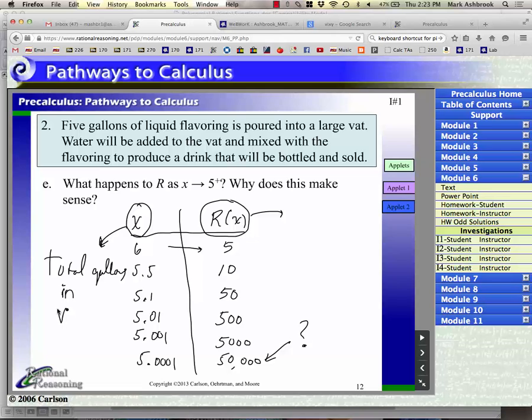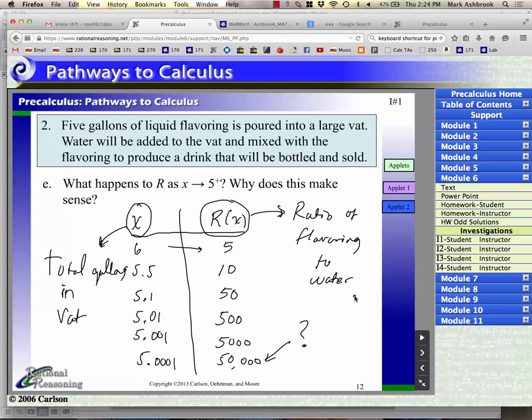And so without being confident about what our quantities are, and what is the output? Ratio of flavoring to water. So that 50,000 is not a number of gallons, but it's a ratio of flavoring to water when there's 5.001 total gallons in the vat.